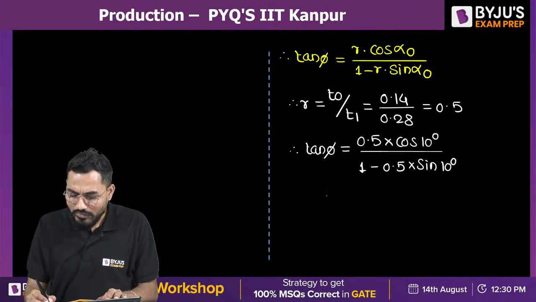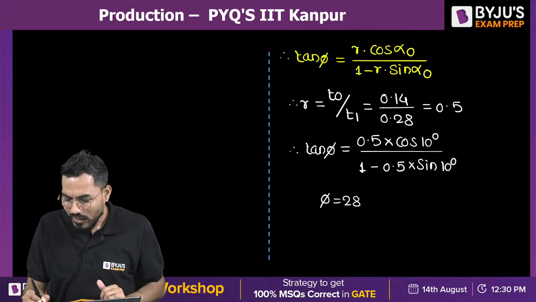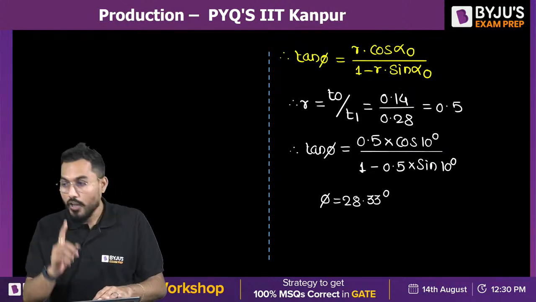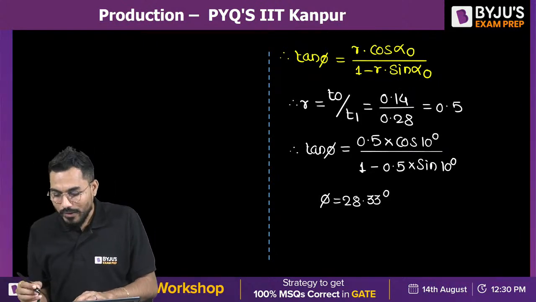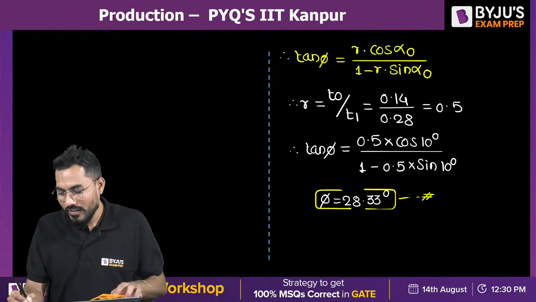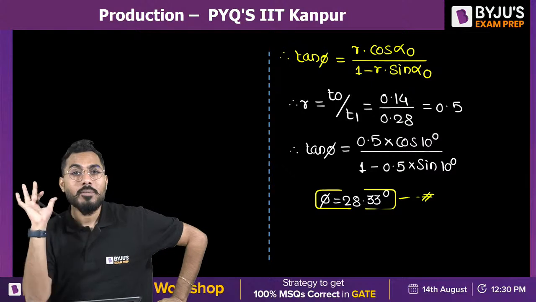And if you calculate phi, it is not a big deal. Phi is coming exactly 28.33 degrees. I hope everybody must have calculated this particular solution. 28.33 degrees, isn't it? Yes. So the first answer has come: 28.33 degrees is the shear plane angle phi.